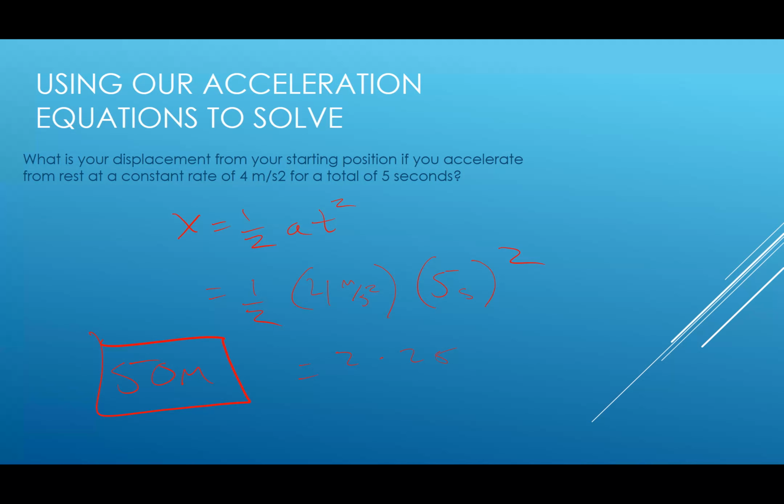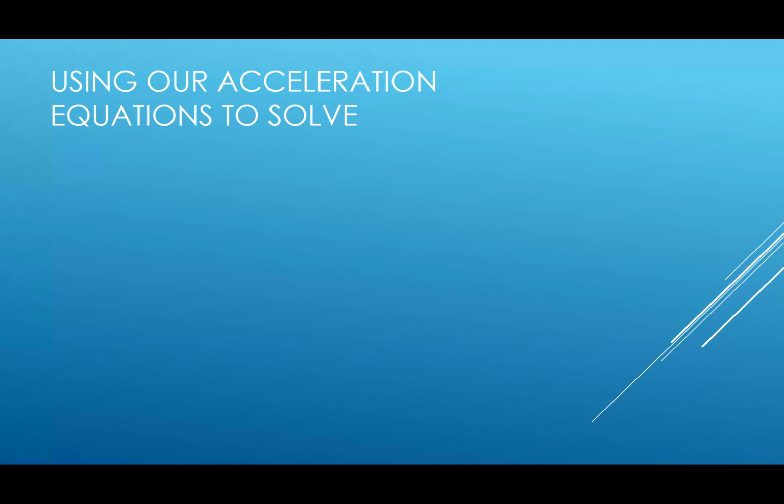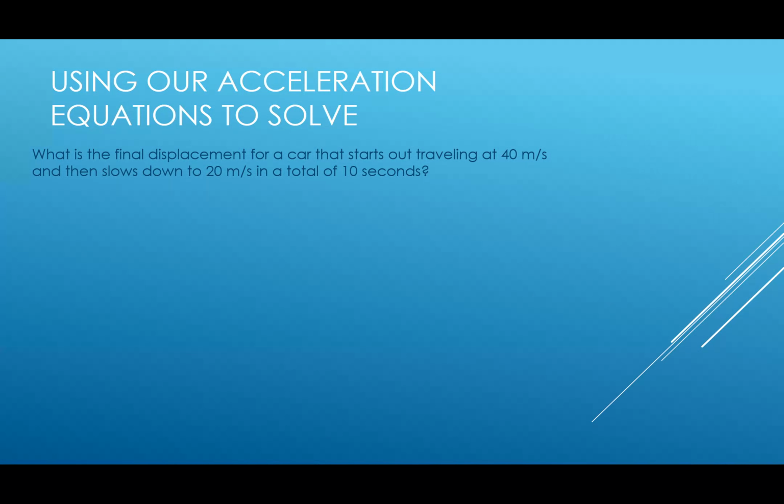Alright, not too hard at all. Let's look at a little more complicated one. Alright, what is the final displacement of a car that starts out traveling at 40 meters per second and then slows down to 20 meters per second in a total of 10 seconds? Alright, this is a two-step problem because first we have to solve for the acceleration or deceleration rate of the car in order to solve the rest of it.